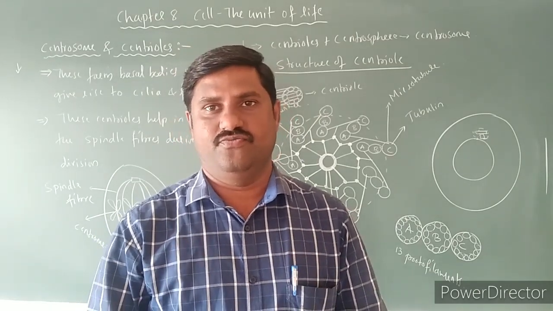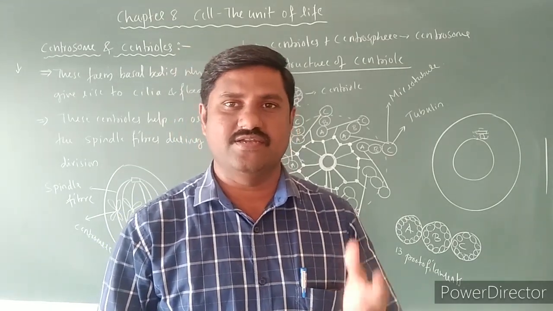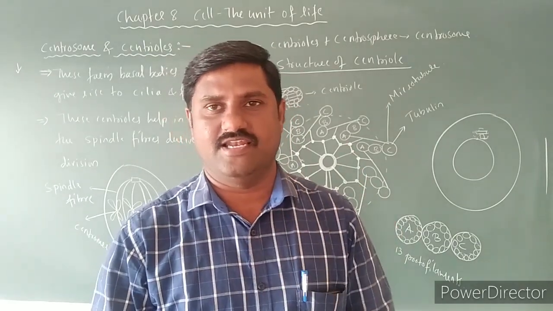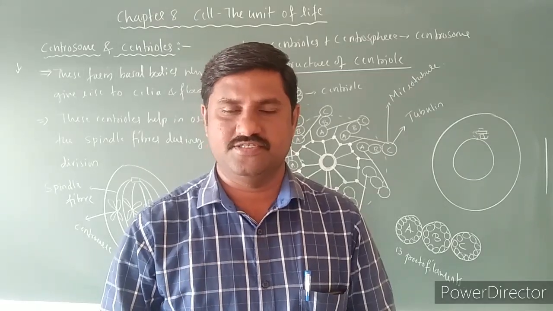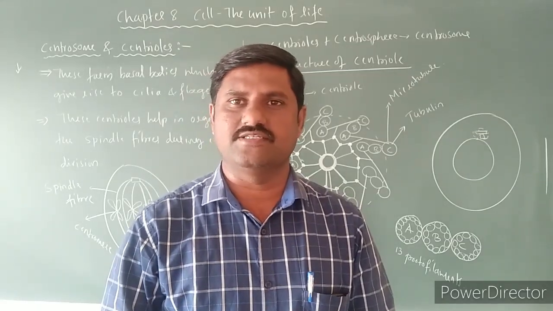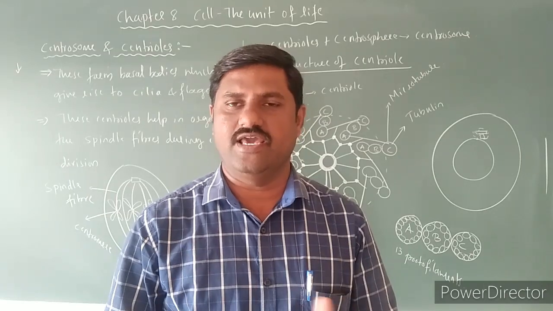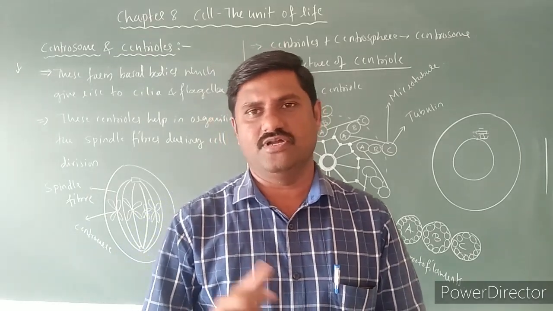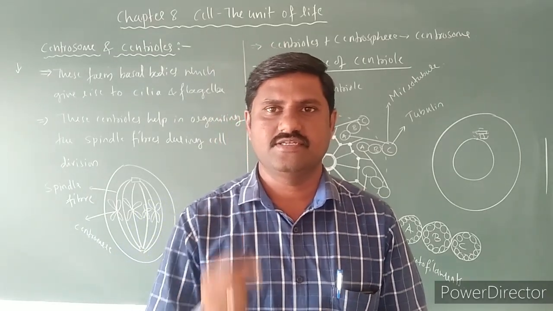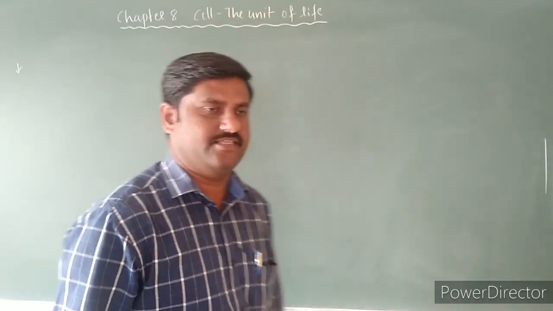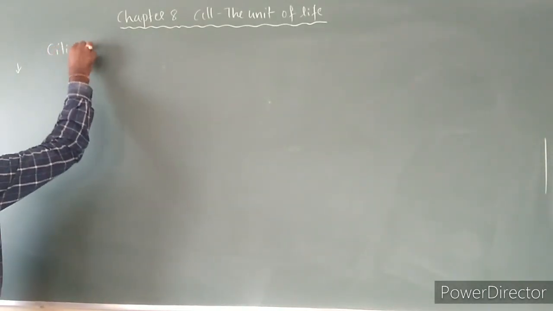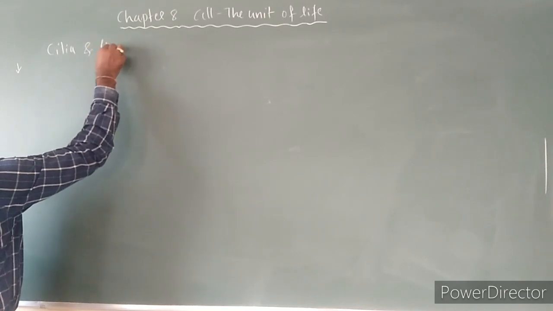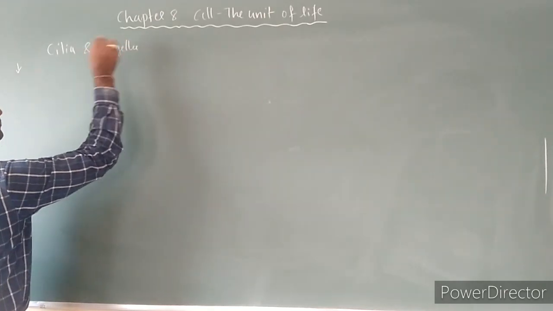And the next one is a very important one, cilia as well as flagella. So how are these structurally, and what are the functions? They are nothing but locomotory organs in lower organisms. Where are they actually occurring? All these are the things let us discuss now itself. Next one is cilia and flagella.